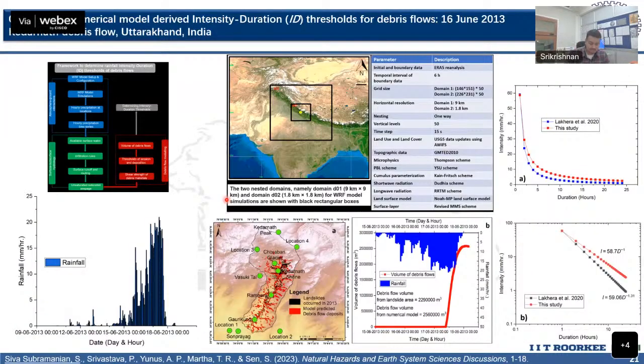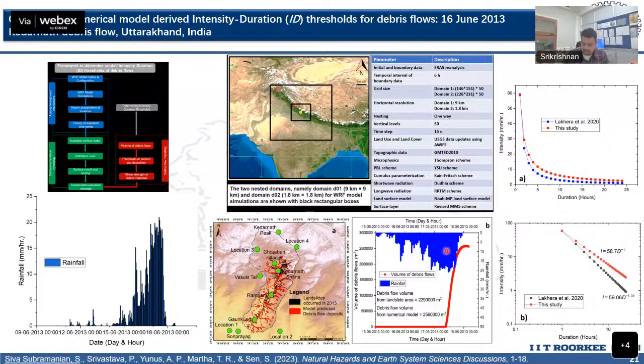And one such example here is the case study of 2013 North India floods, that is the Kedarnath debris flows. In this catchment, if we see, there were 120 landslides mapped by the team in National Remote Sensing Center. And this data set tells us there were 120, most of them were debris flows. So in this case, we have modeled these debris flows using our numerical model, and also we have used the WRF numerical model with the help of our faculty expertise in our center. And we have got the intensity duration curve through running this numerical model.